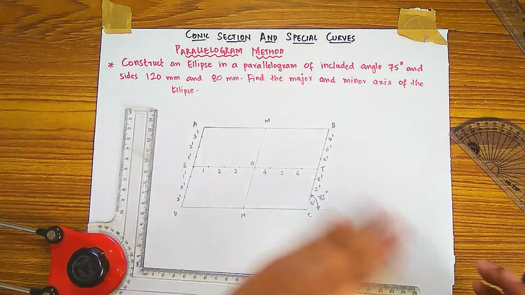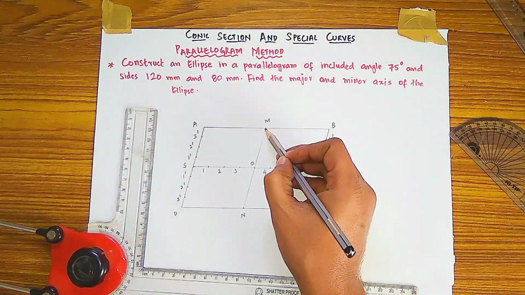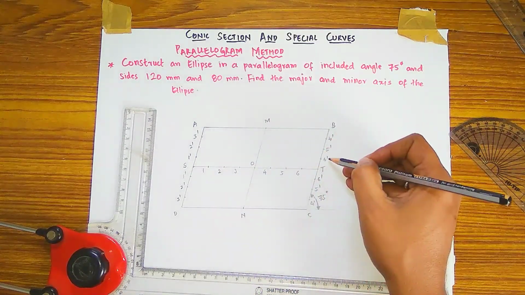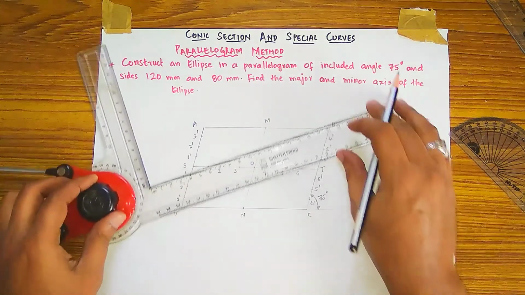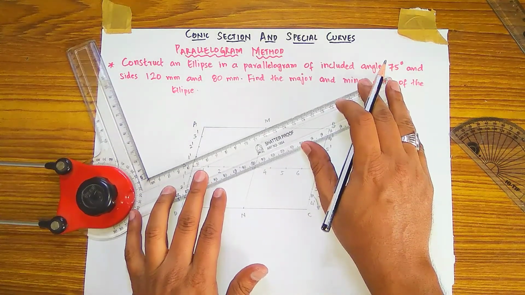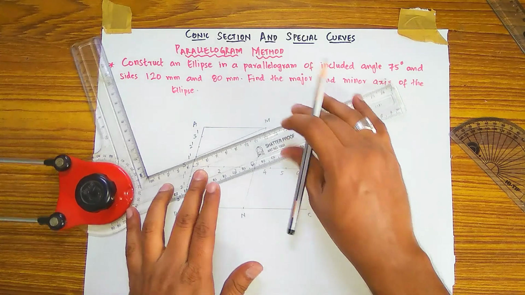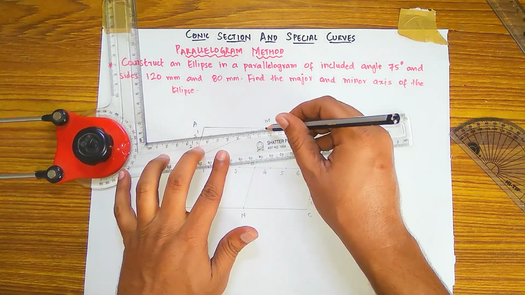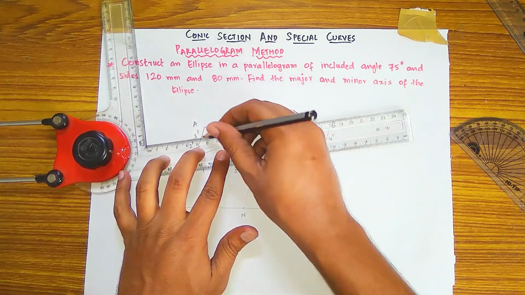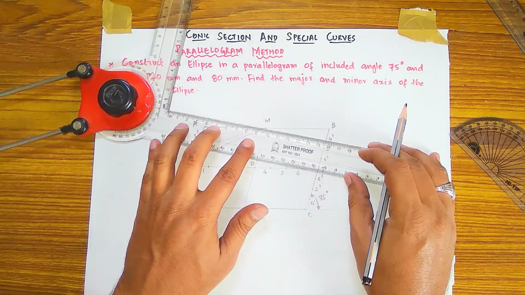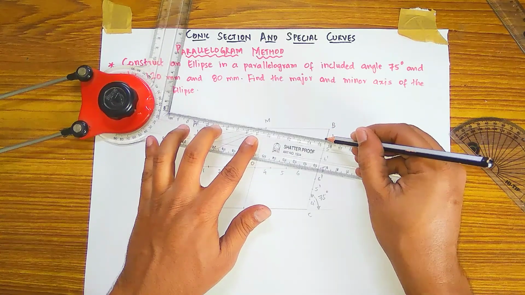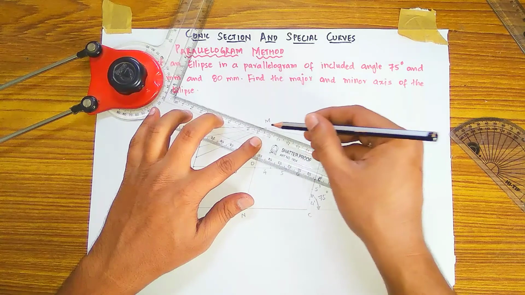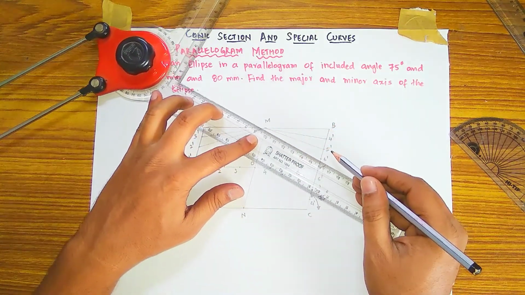Then after you have to draw a line from M to 1 dash, 2 dash, 3 dash. Same as 4 dash, 5 dash, 6 dash. How means, for example, from M to 1 dash, you have to construct a line from M to 2 dash, M to 3 dash, M to 4 dash, M to 5 dash, M to 6 dash.